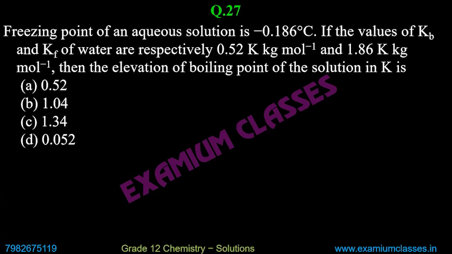Next, the freezing point of an aqueous solution is minus 0.186 degrees Celsius. If the values of Kb and Kf of the water are given, then the elevation of boiling point of the solution is. Now this one is a very simple question. Just note down this question, you need to do it. I am just moving forward. Freezing point is given for the solution. Elevation of boiling point you have to calculate.